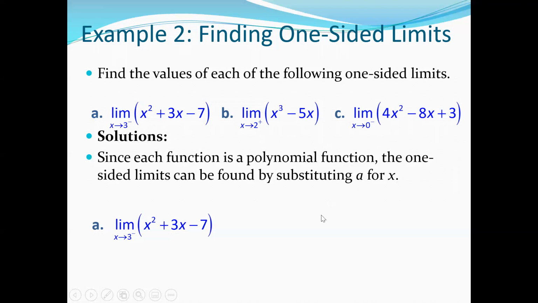So to solve the first example, we have the limit of x squared plus 3x minus 7 as x approaches 3 from the left. All we need to do is substitute the value of x with 3. So our answer will be 3 squared plus 3 times 3 minus 7. So our final answer will be 11.